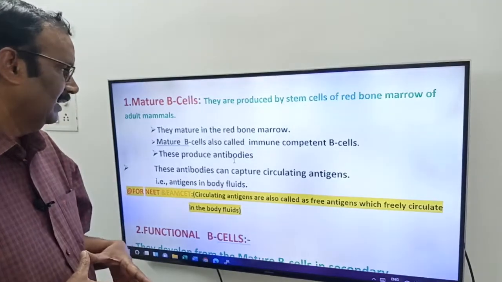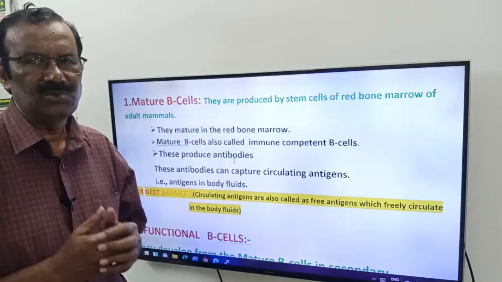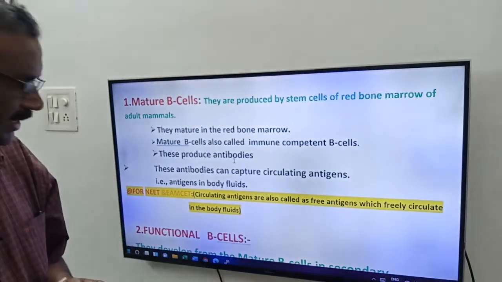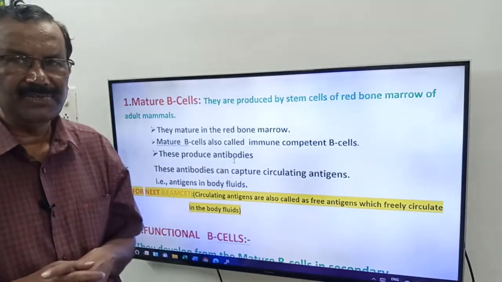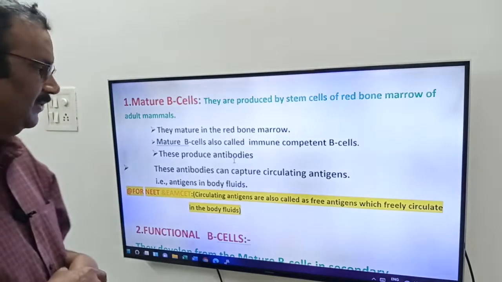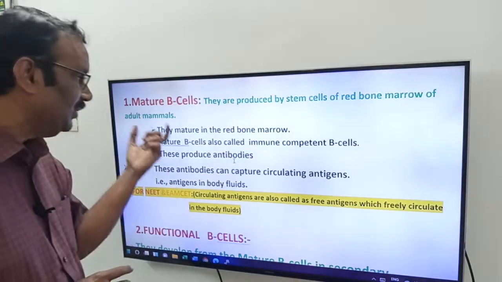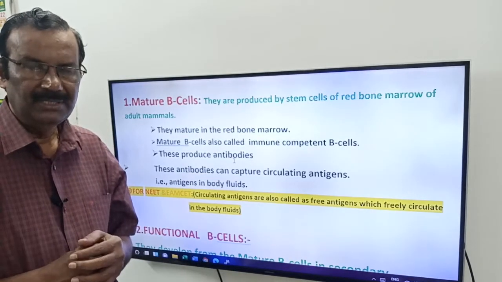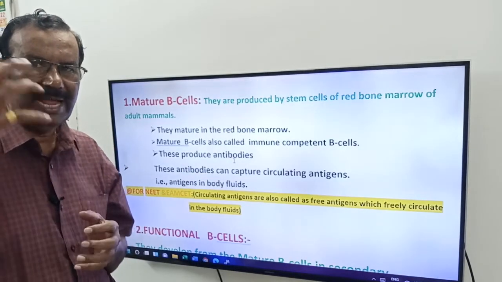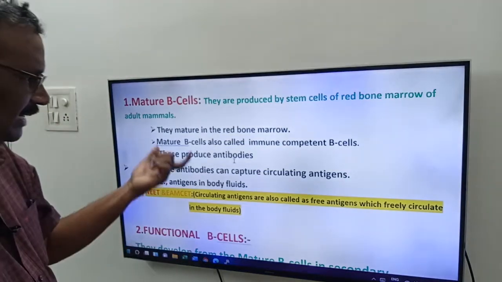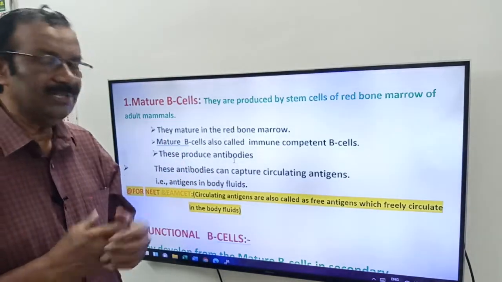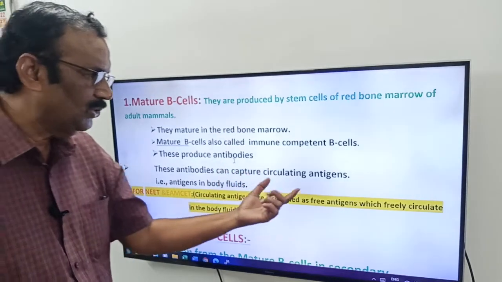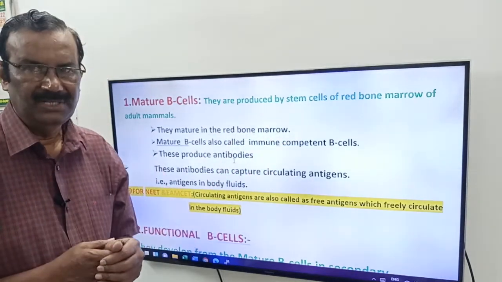Friends, these mature B cells are also called immune competent B cells. These mature B cells are called what? Immune competent B cells. These mature B cells produce antibodies. What is the role of these antibodies? These antibodies can capture circulating antigens.